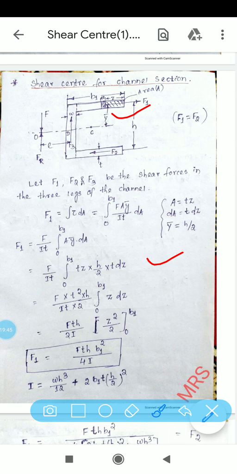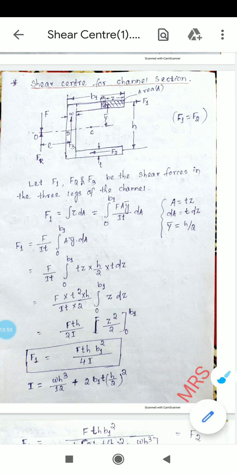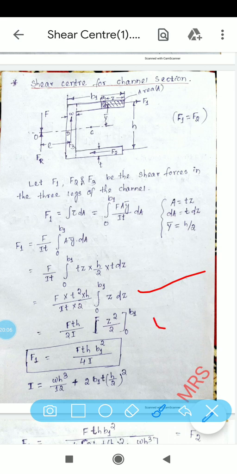Then this one is your value: F into t square into h divided by I t into 2, integration of 0 to b1 of z dz. So how much is the integration of z dz? It varies from 0 to b1. So this one is your final value: F t h divided by 2I into z square by 2, varying from 0 to b1. Then the final value of F1 is equal to F t h b1 square divided by 4I.